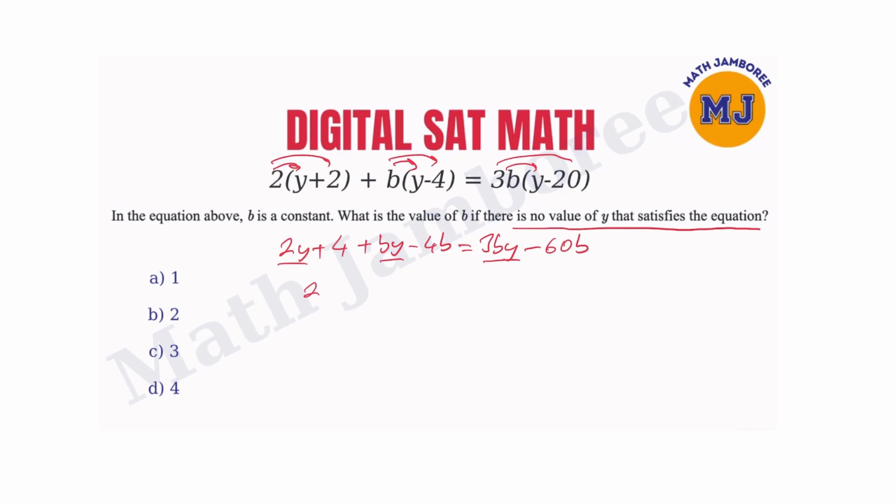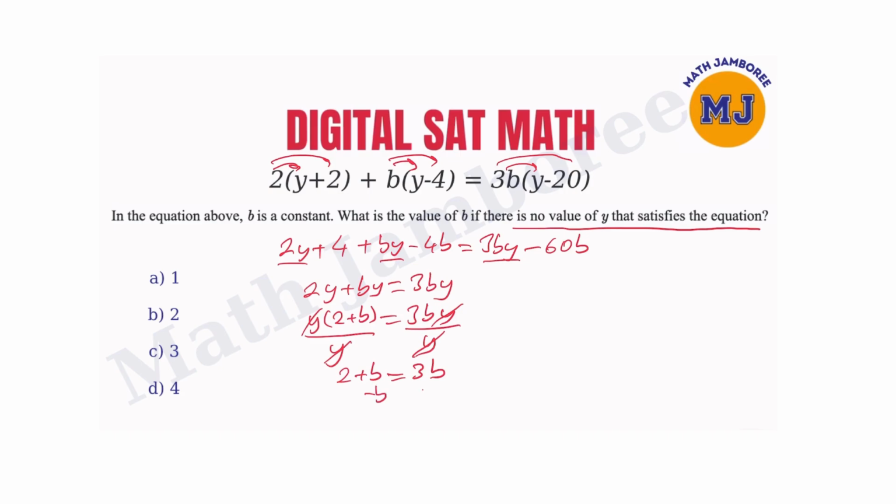So 2y plus by is equal to 3by. On the left side, we can factor out the y in parentheses, or you can just get rid of the y as well, but I will just do the traditional way. 2 plus b is equal to 3b y. We can go ahead and divide both sides by y. That's going to give us 2 plus b is equal to 3b.